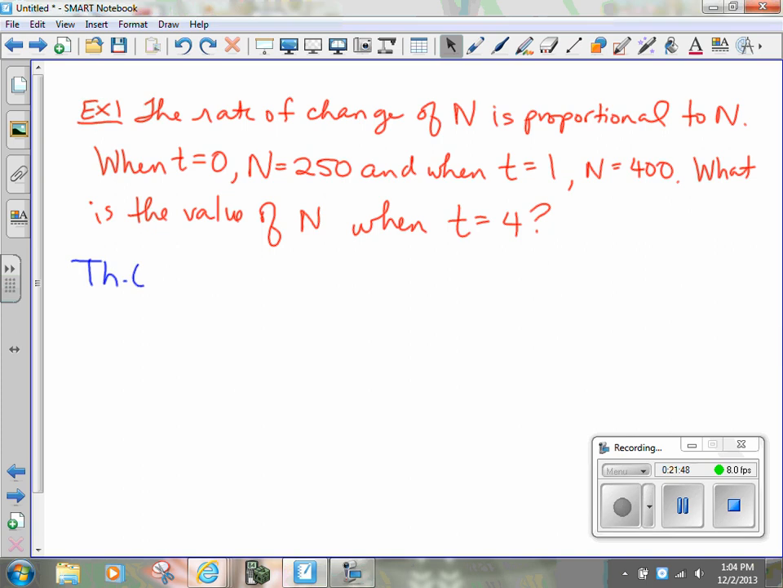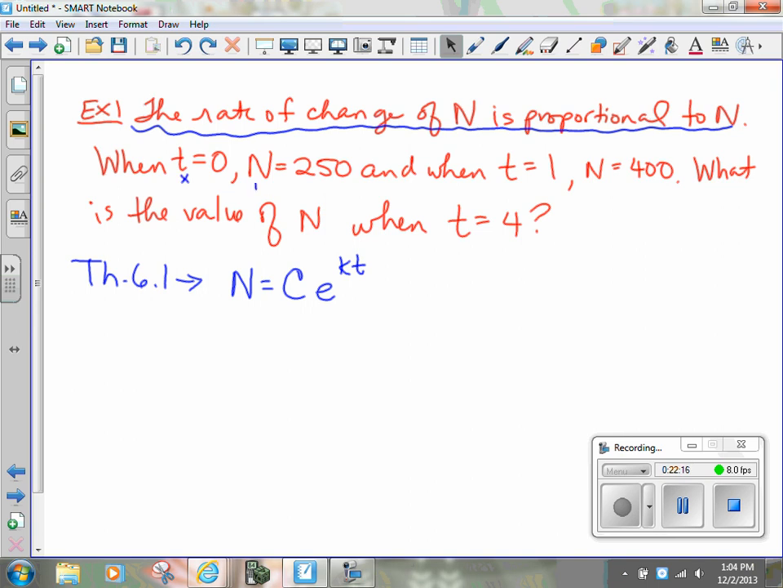Go to Theorem 6.1 because of this right here. The rate of change of N is proportional to N. This is what allows us to set it up as N equals Ce^(kt). And I don't know about you, but when it's not x's and y's, that kind of messes with me. Think of t as your x value and think of capital N as your y value. I just need to know that for me, okay?